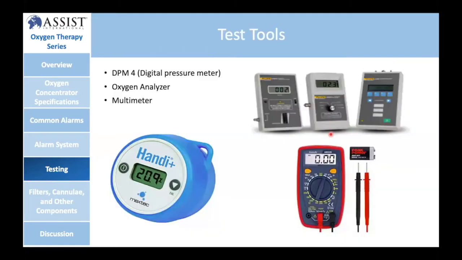Here are some of the key test equipment that your technical teams will need. They will need a digital pressure meter, as well as an oxygen analyzer and multimeters. If they have these key testing devices and a standard toolkit, they will be able to repair almost anything on an oxygen concentrator.